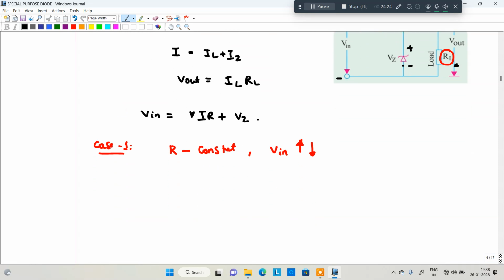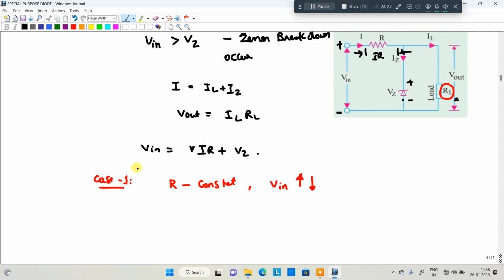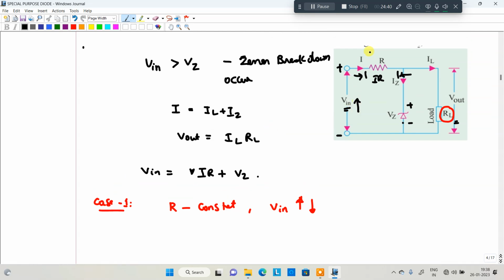See here, suppose R is kept constant, with a fixed supply, and the input voltage is increasing slightly. Whenever the input voltage increases slightly, it increases the current. Whenever the input voltage increases, what will happen? The current is going to increase. This increasing current is absorbed by the Zener diode without affecting IL. That means this IL will be constant. The current taken by the Zener diode increases, and the increasing voltage will be dropped across this particular resistor. So V output is kept constant.